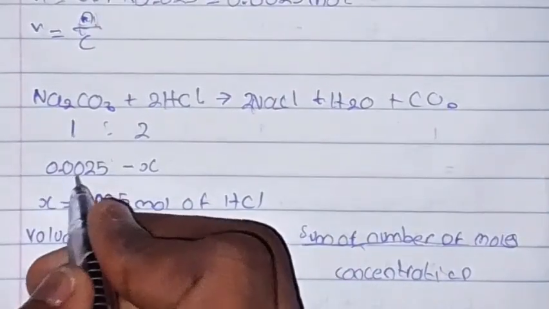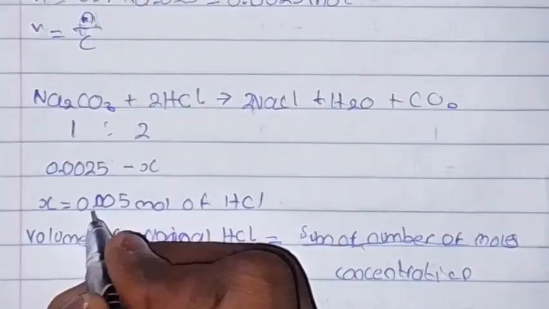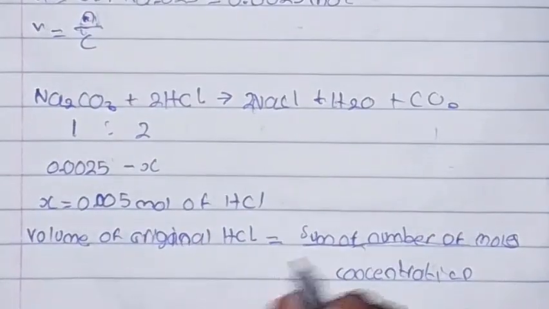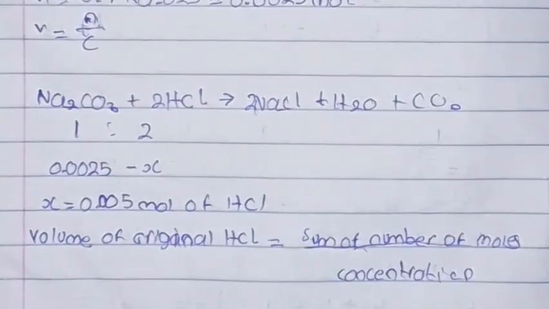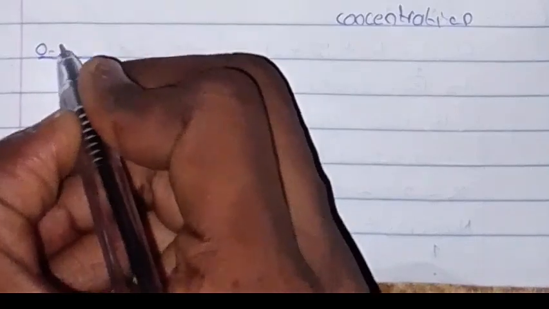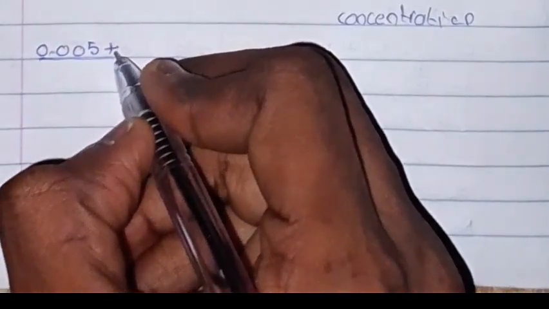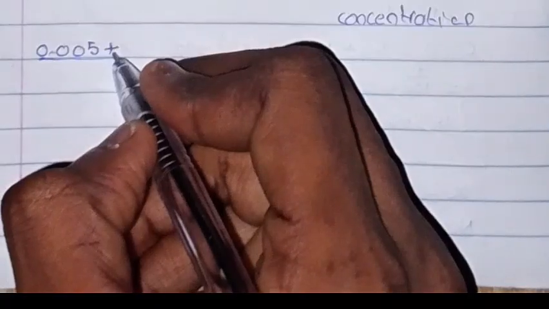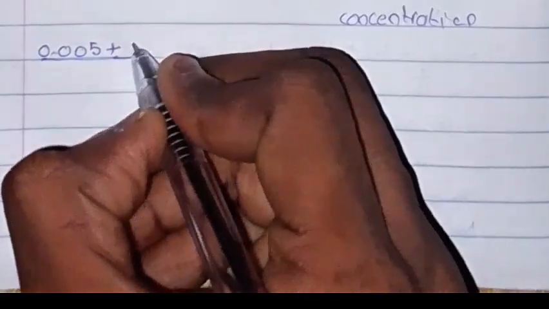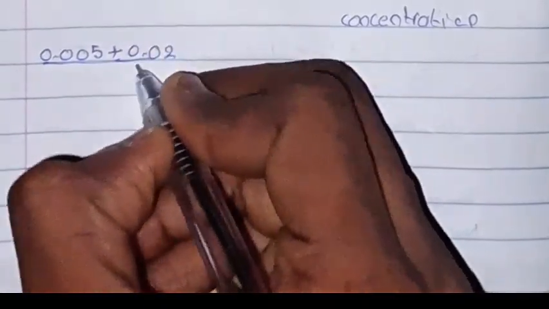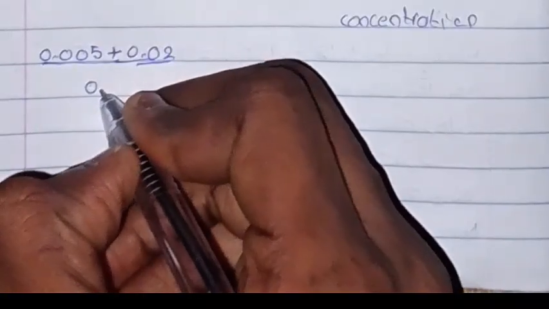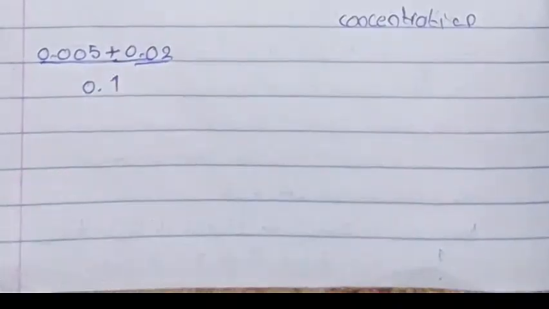Here is 0.05, 0.005. That's 0.0025 multiplied by 2. So this is 0.005 mole of HCl. So the sum now becomes 0.005 plus the number of moles of HCl we got for CaCO₃, which was 0.02, divided by 0.1. So let me punch that in.